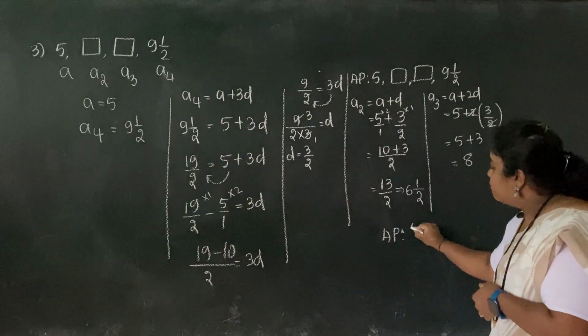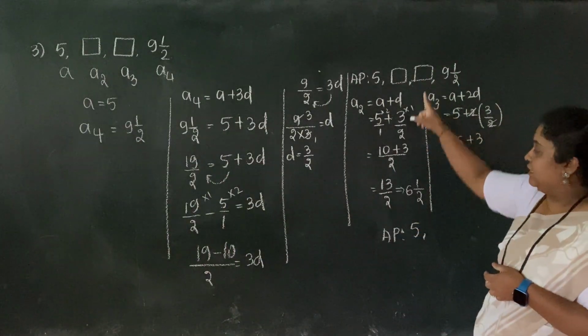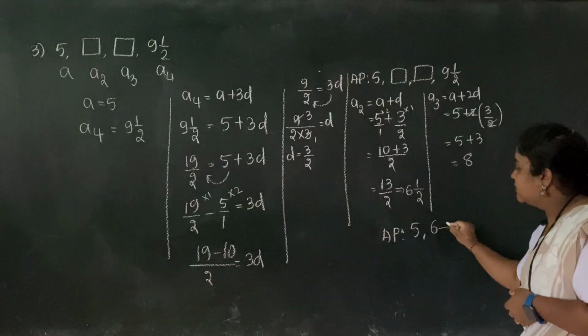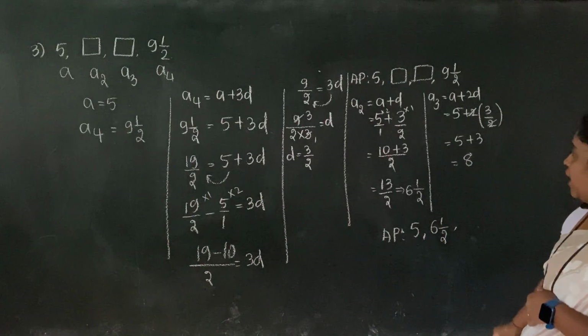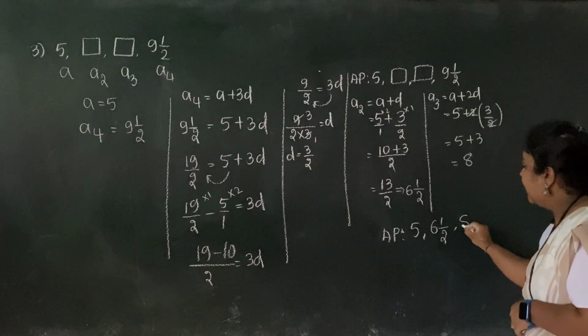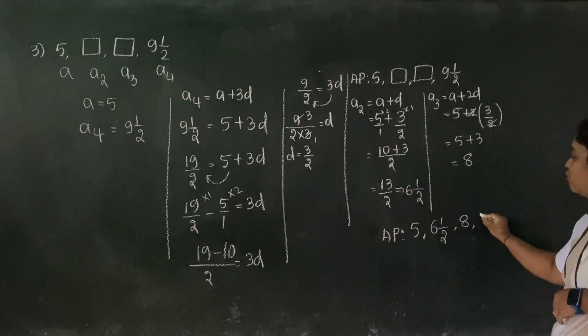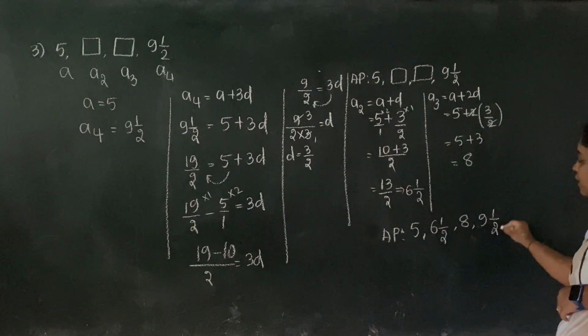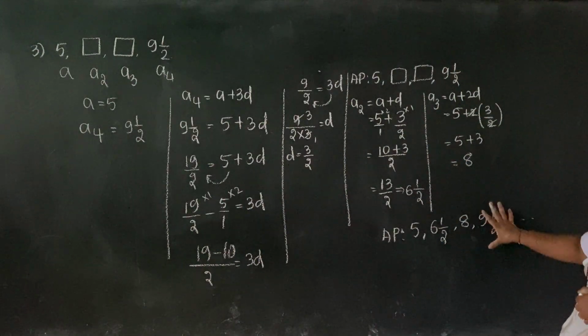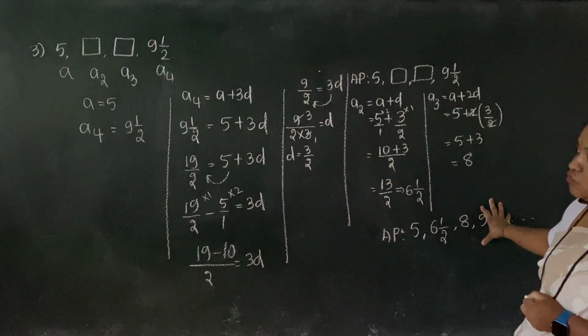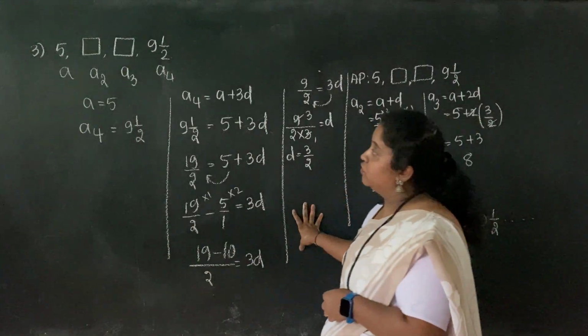At the end, what is the arithmetic progression that I'll be getting, dears? You just see here, 5 comma second term, what is the second term? 6 integer 1 by 2 comma. What is the third term? 8 comma. What is the next fourth term? 9 integer 1 by 2, and so on. This is the required arithmetic progression. Understood, dear? Practice them a lot. We'll move to the next question.